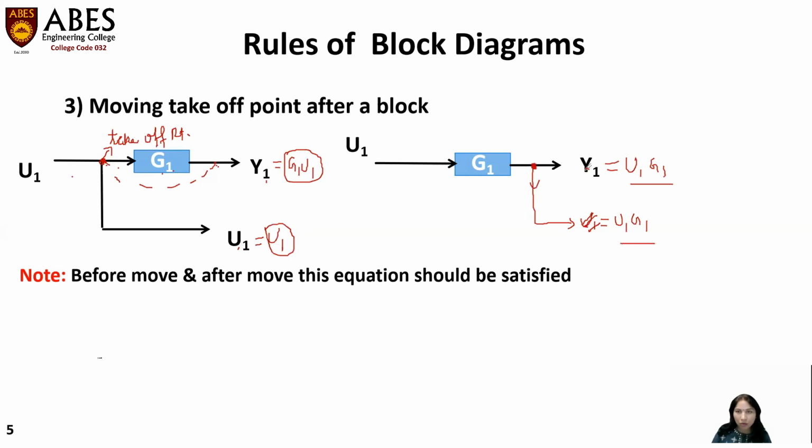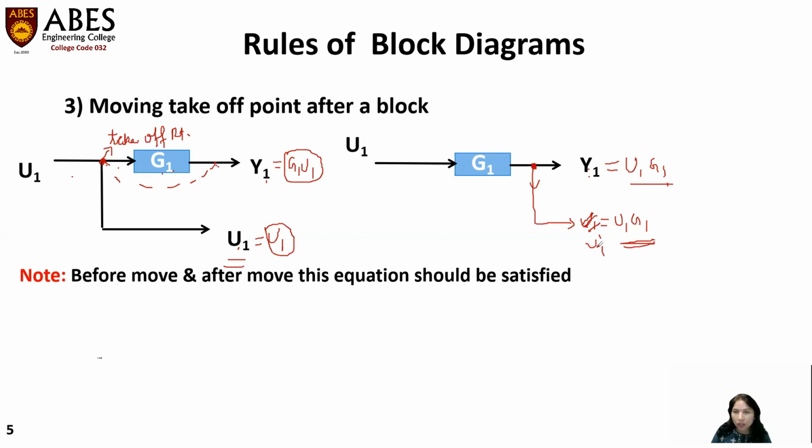Just compare the value of this signal and this signal with these two. So here, the value of y1 is g1 u1. Here also the value of y1 is u1 g1, right? But here, this signal is having value u1. And here, this signal is having value u1 into g1. So this is not matching, right? We want u1 here. After moving this point, I want u1 at this signal.